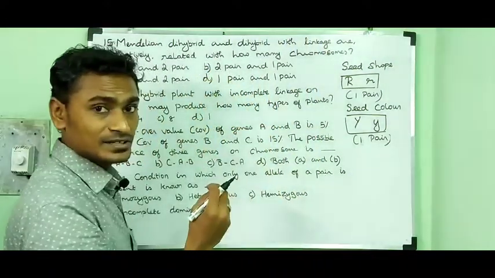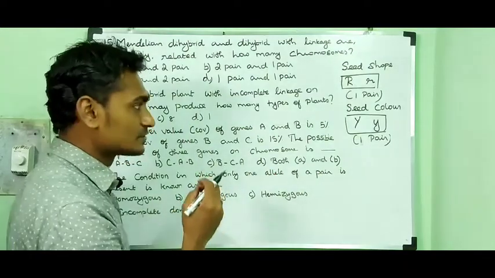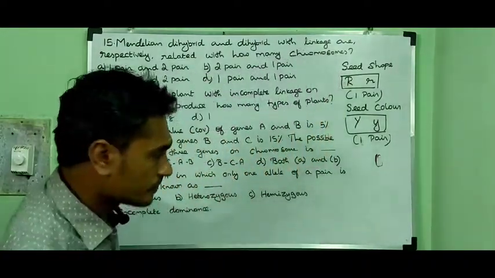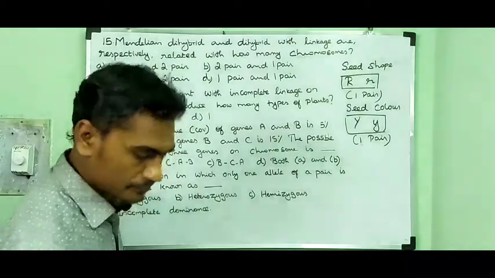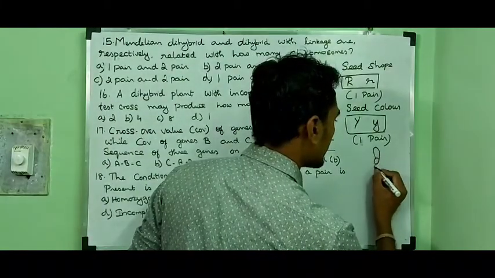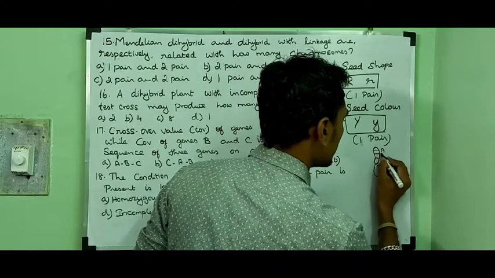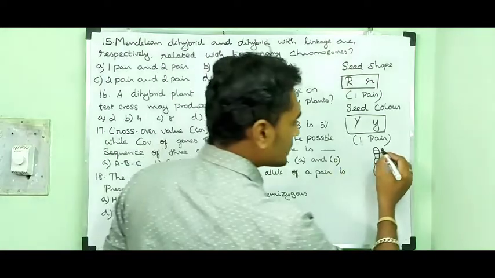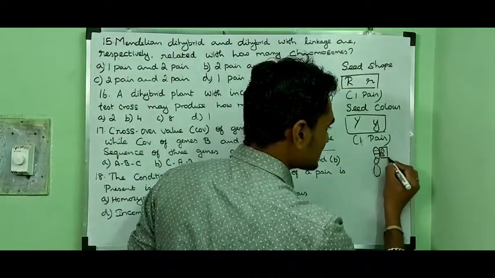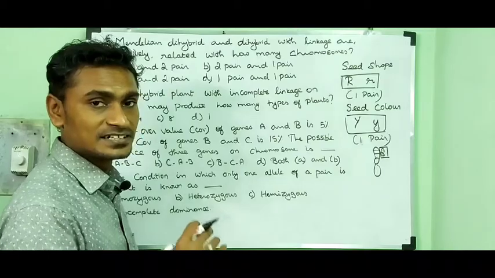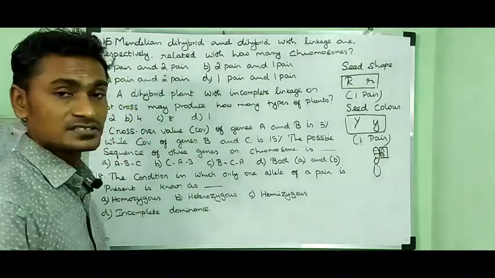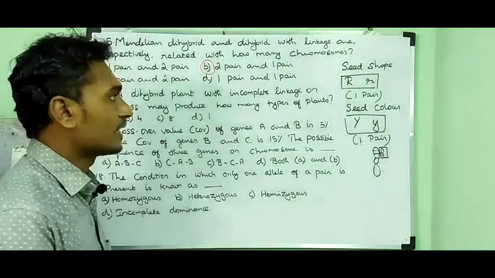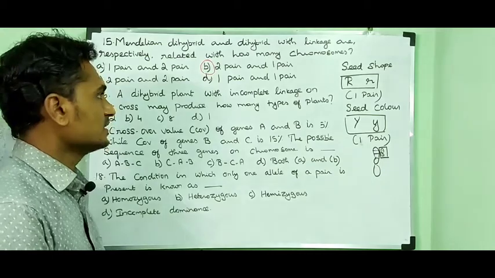the genes are linked together. The alleles are closely linked together. So these alleles can be considered as one pair. Option B is the right answer. Two pairs and one pair is the right answer.